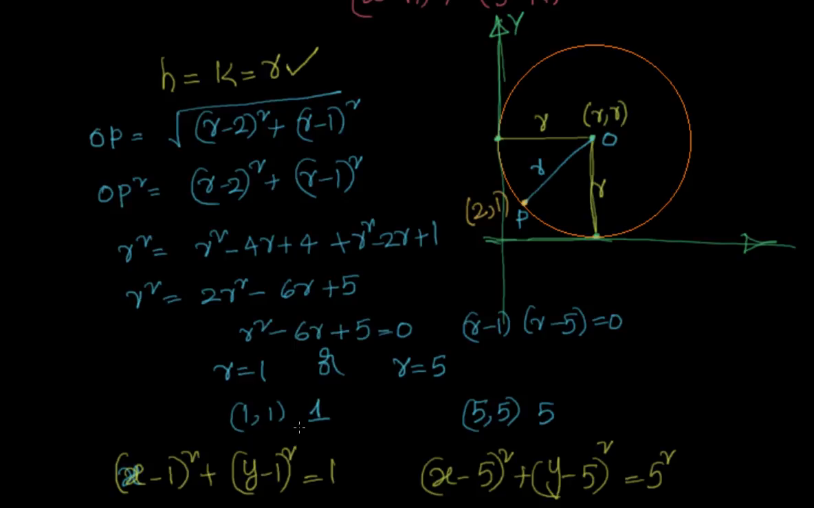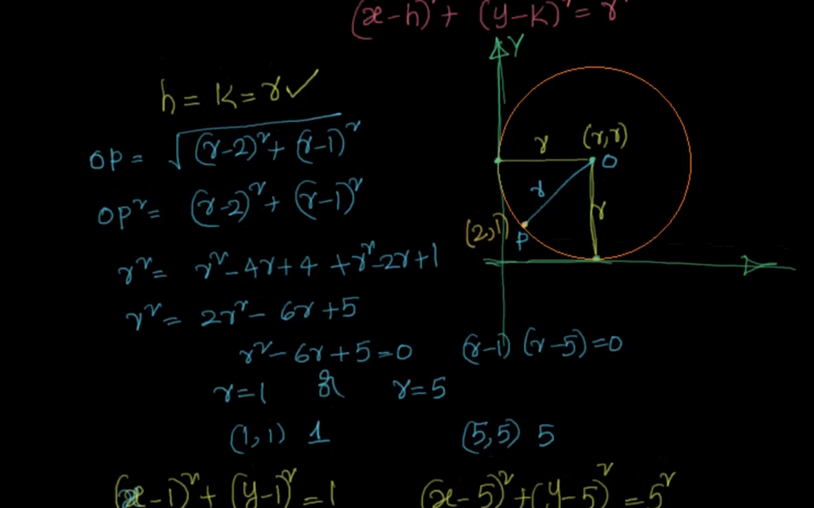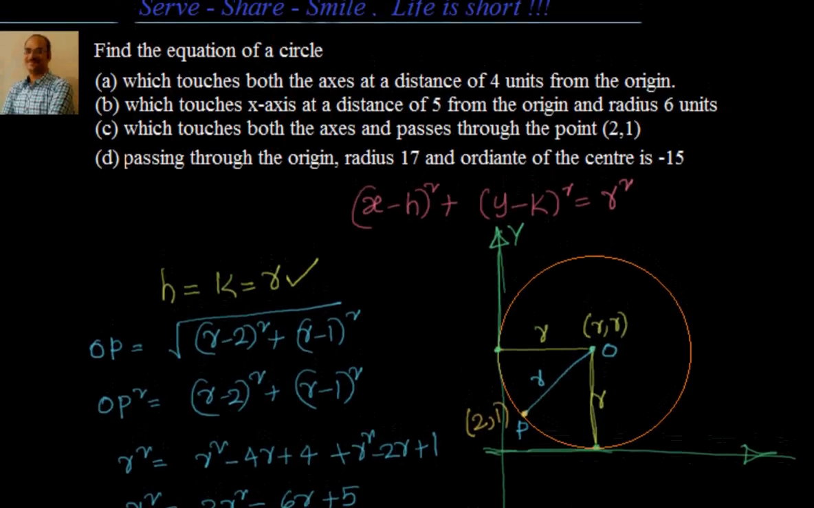That means we have two circles: one with center at (1, 1) and radius 1, and another with center at (5, 5) and radius 5. So let's look at the last one.